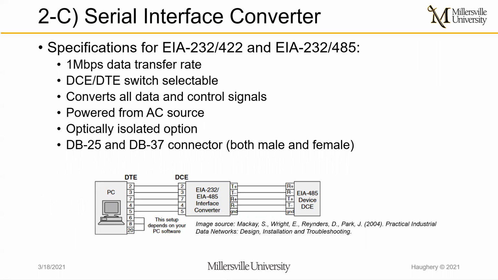Specifications for the EIA-232 to 422 and 485 are a 1 megabit per second data transfer rate, DCE to DTE switch selectable. It converts all data and control signals, is powered by an AC source, offers optical isolation, and has DB25 and DB37 connectors for both male and female.